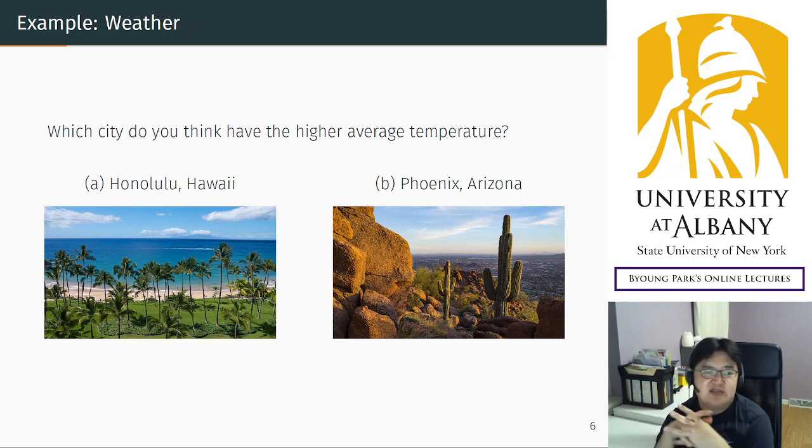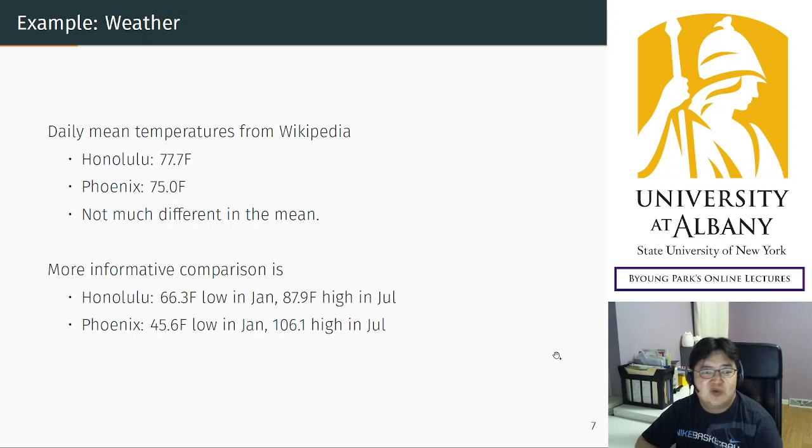Think about two cities, Honolulu and Phoenix. I took some stereotype pictures. I've never been to Phoenix, so I don't know if it's real desert or not. Anyhow, just from those pictures, without searching online, just guess which city has the higher annual average temperature. It's nothing related to statistics, I'm just brainstorming. Okay, guess. The answer is Honolulu.